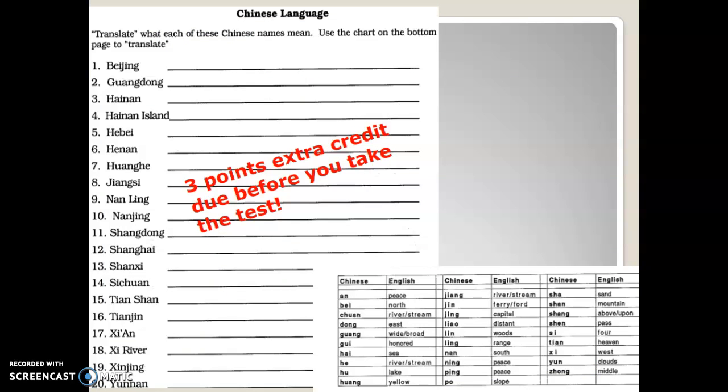So your extra credit in your packet, you can use the code at the bottom of the worksheet for the Chinese prefixes and suffixes and translate those and put those in for 3 points. And then on the other side is a crossword puzzle, and there's a word bank at the bottom. That's also 3 points. So you can turn that in the day before or the day of the test.